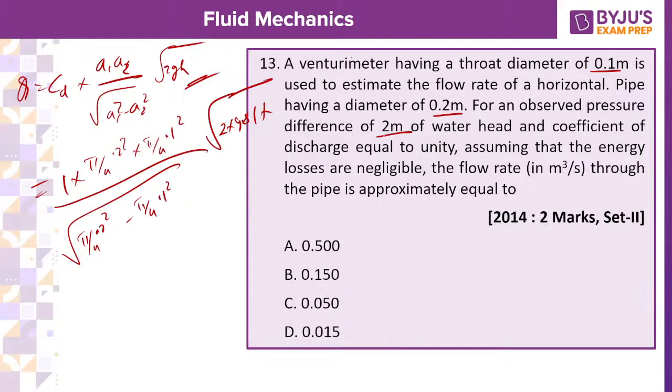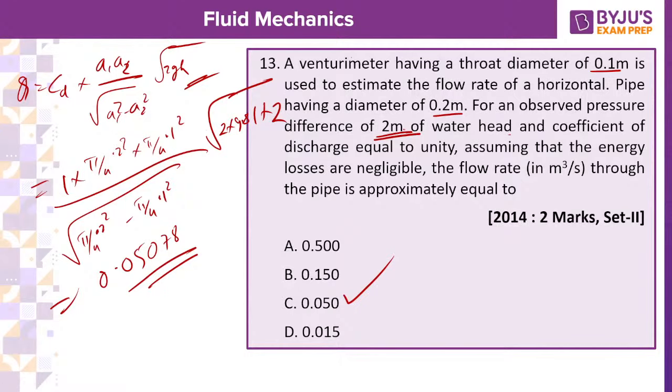The difference of head is 2 meter of water head. That's all. The difference of head is already given as 2 meter. Now if you do this calculation, the discharge will be around 0.05079, or 78, the one which I have calculated. So 0.050 is quite matching with the answer.